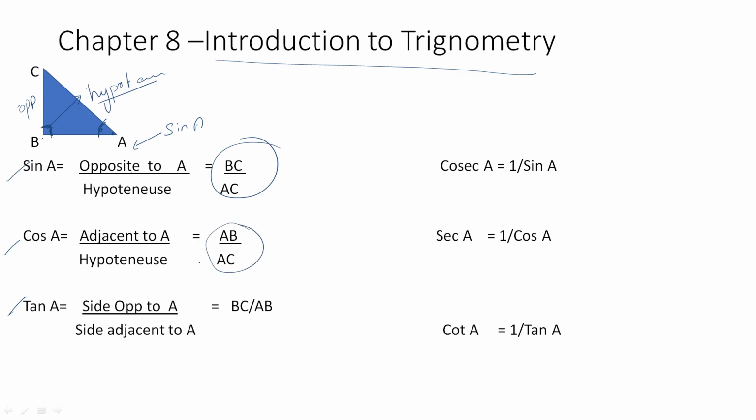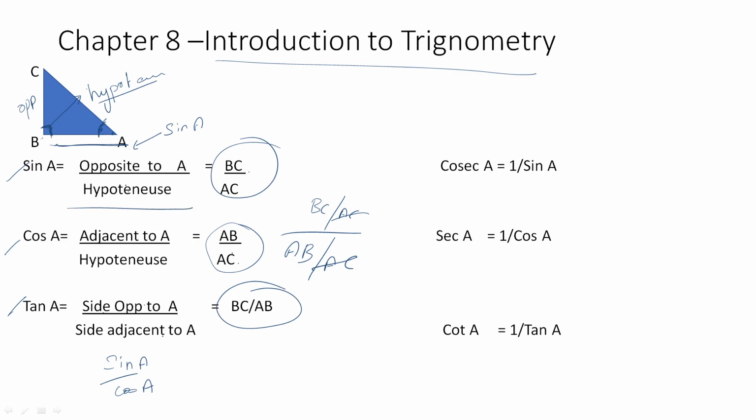Cos A is adjacent by hypotenuse. For angle A, what is the adjacent side? This is the adjacent side AB, divided by the hypotenuse. And then tan A is sine A by cos A. So this will become BC by AC divided by AB by AC. AC will cancel, then it will become BC by AB. BC by AB means it is opposite by adjacent. Just divide these two ratios and you will get tan. Or else you can remember it is opposite by adjacent.